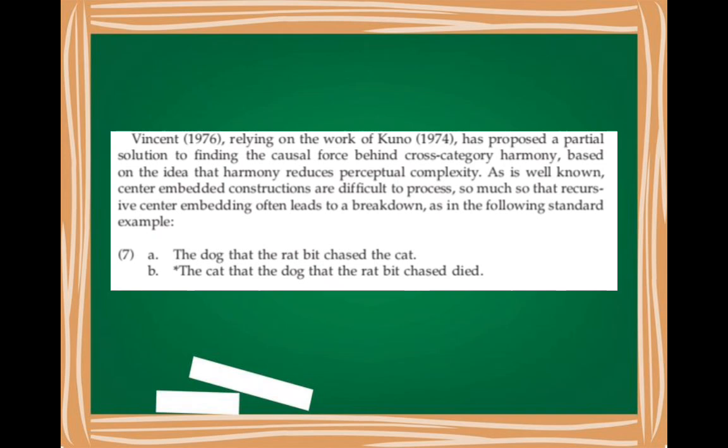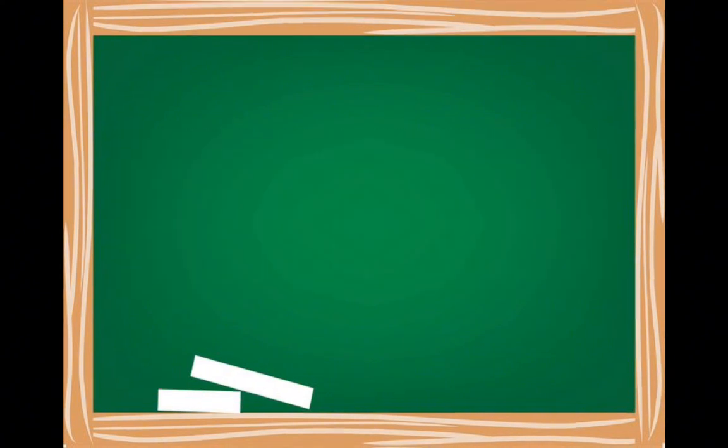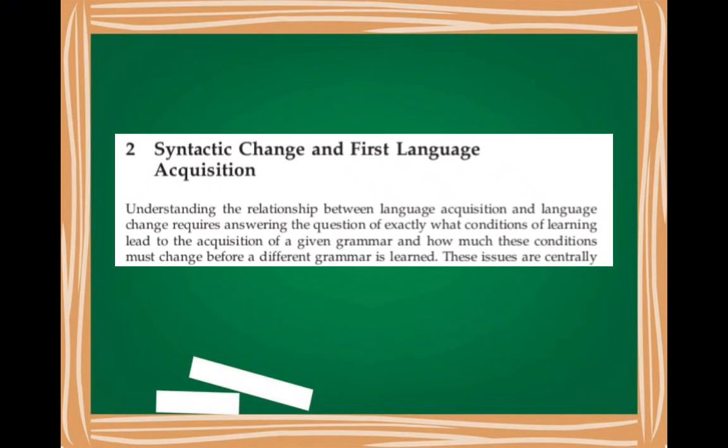We have number 7a, the dog that the rat beat chased the cat. 7b, the cat that the dog that the rat beat chased died. We have number 2 now, syntactic change and first language acquisition.